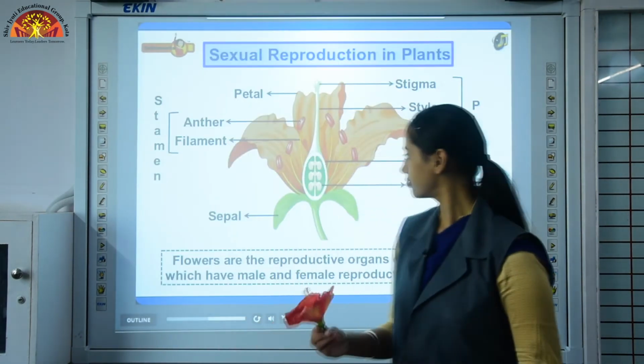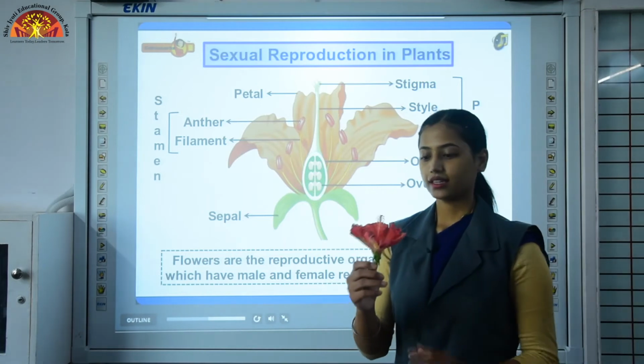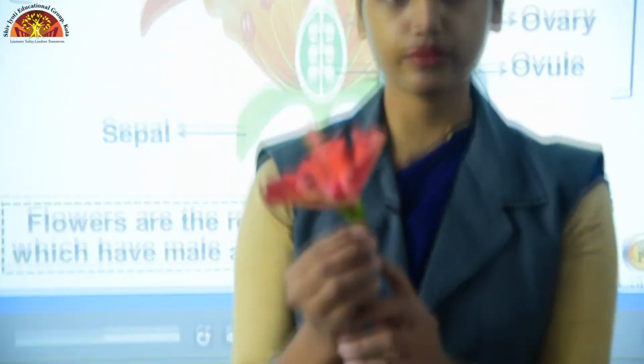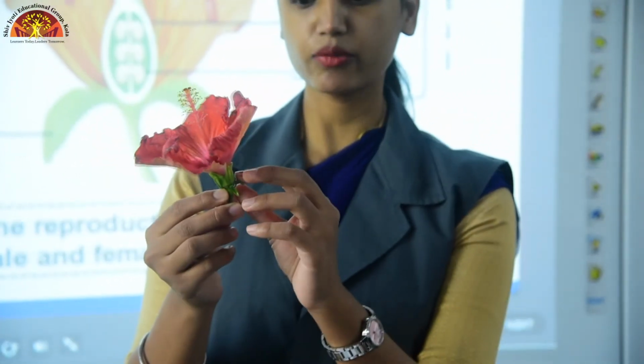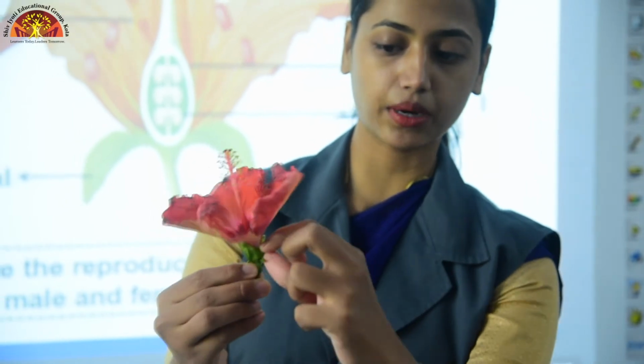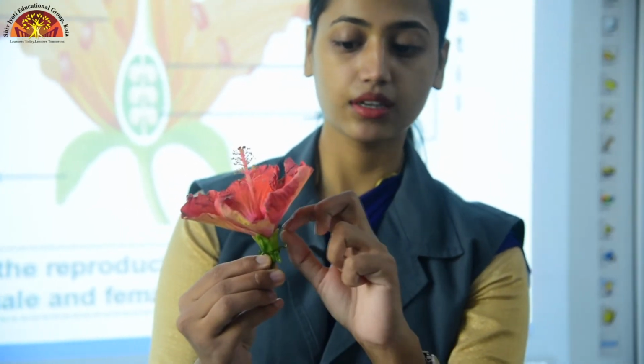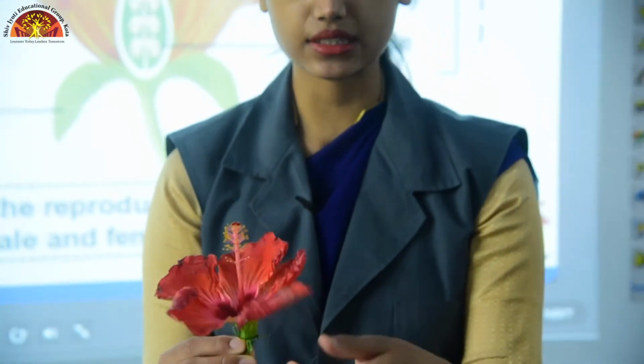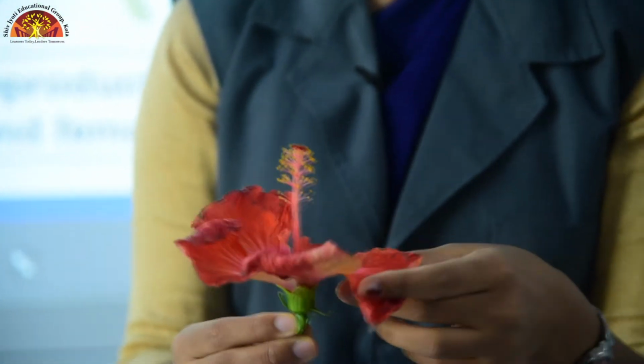Now, I have a flower with me. Let's look at the parts of the flower. The first one which I told you was sepal. Can you tell me which part is sepal? This green part is sepal. And these colorful red leaves are petals. So many petals, 5 petals are here.